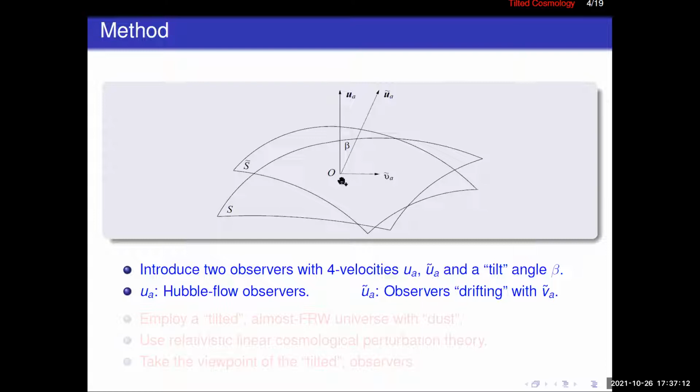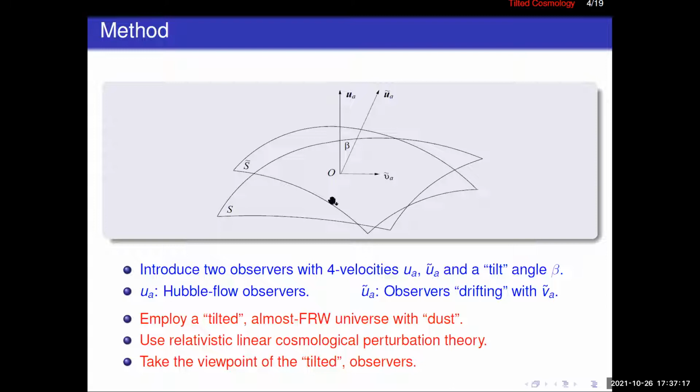So like I said, we will employ a tilted model. We will assume that it is almost FRW, and that it contains low-density, low-energy dust, baryons, or cold dark matter. And we will use linear relativistic cosmological perturbation theory, and like I said, take the point of view of the real observers.